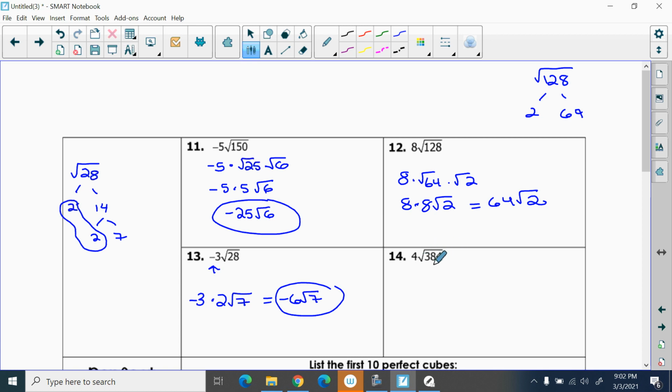Now, if I look at 384, that's a funky one. So let's see. I know it's divisible by 3 because if I add up all these digits, 3 plus 8 plus 4, that's 15. And 15 is divisible by 3. So if I do 384 divided by 3, I get 128. So let's go ahead and do this. So don't forget about this 4, but we're going to just try to simplify 384. So that's 3 times 128.